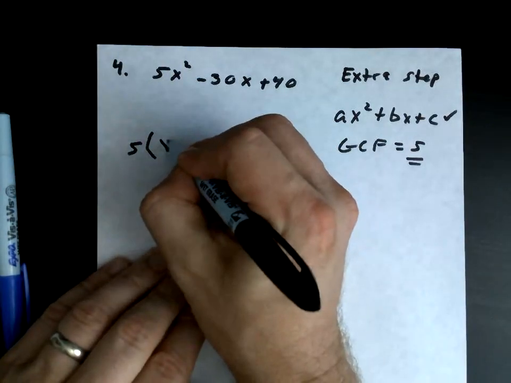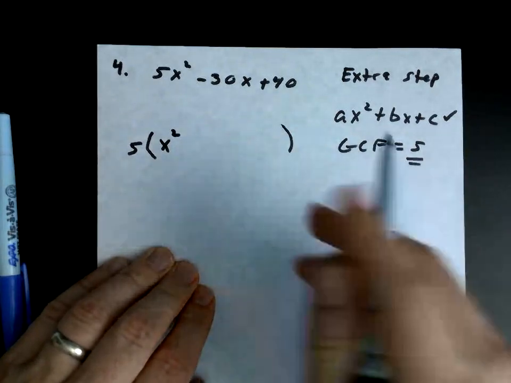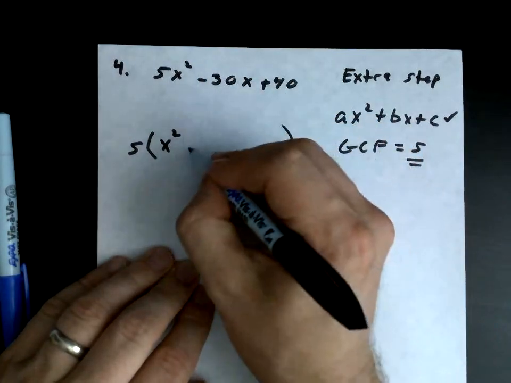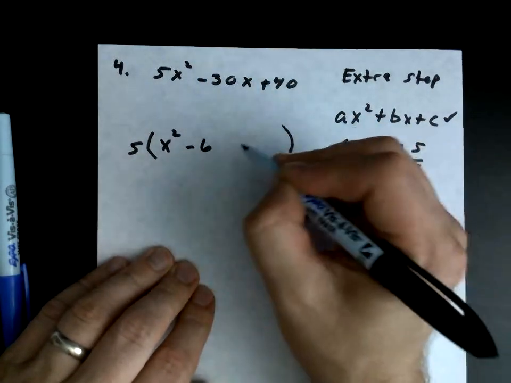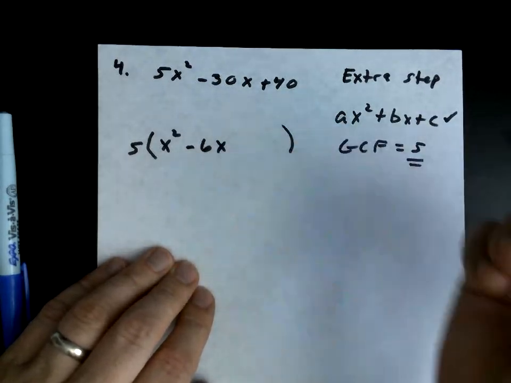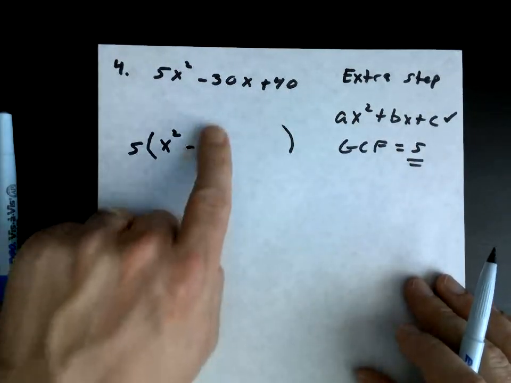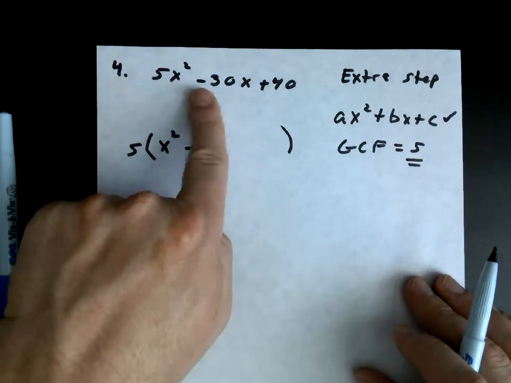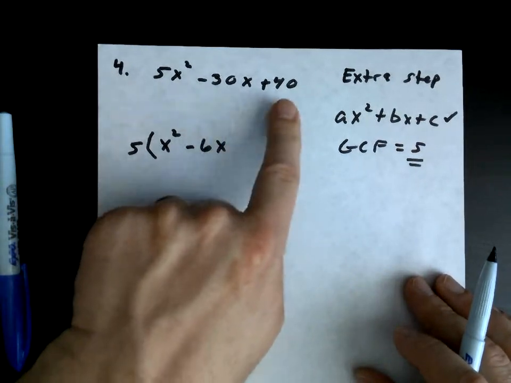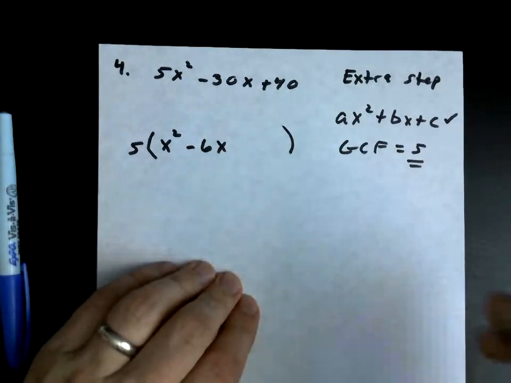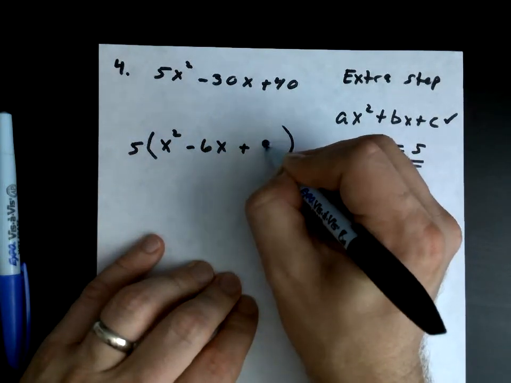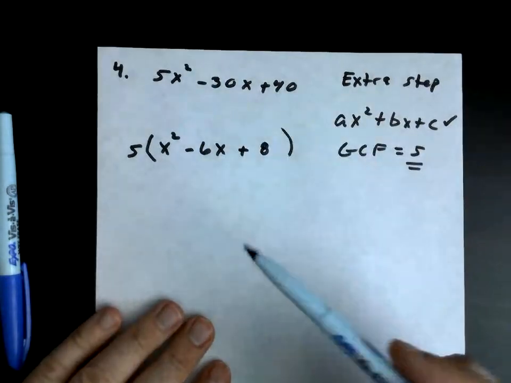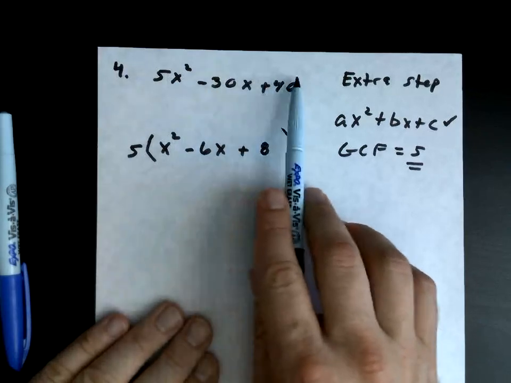If I remove a 5, I get x squared. If I remove a 5 from 30, I hope that you're getting the math right. Isn't that 5 times 6, which is 30? Yeah, negative 30. I don't worry about the negative. Okay, how many 5s go into 40? That's 8, right? So I'm going to take 8 out. Now, what I did is I took a 5 from every single term.